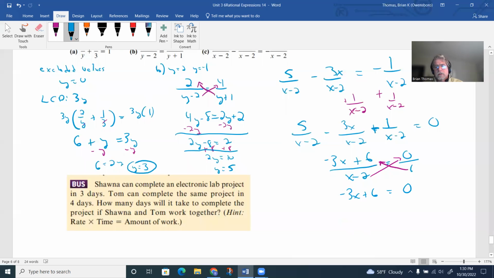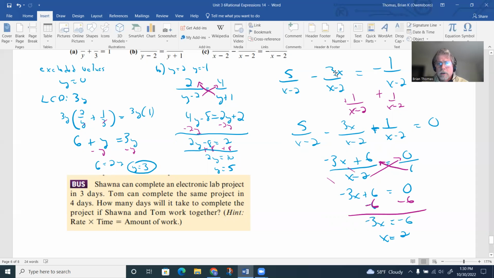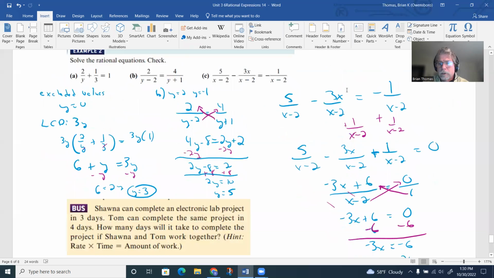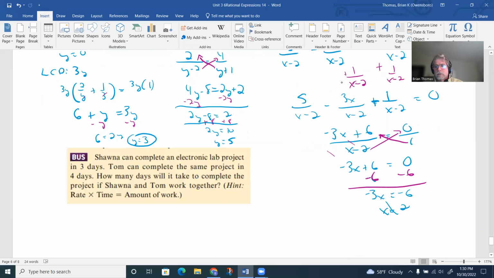So then if I subtract 6 on both sides, subtract 6 over here, we end up with negative 3x equals negative 6. If I divide both sides by negative 3, I end up with x equals 2. And notice that our exclusion was 2, so we have to throw that out. So what happens is we don't have a value for x, so this becomes then a no solution. We can't solve this problem. So there's no real number that's going to work for this problem.